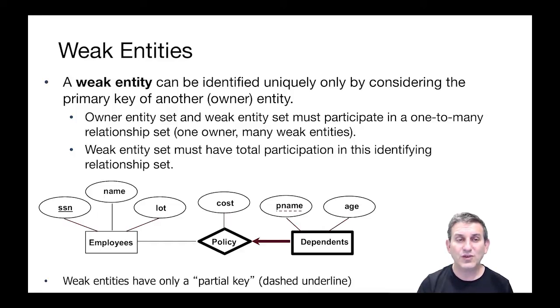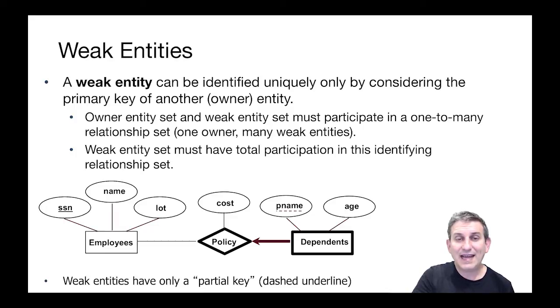And so the way we're going to draw this is that the owner entity set and the weak entity set, so in that case employees and dependents, must participate in a one-to-many relationship set. So there's one owner for many weak entities. So a child, for example, must be connected to an employee with a policy. An employee with a policy may have multiple children under that policy, and that's fine.